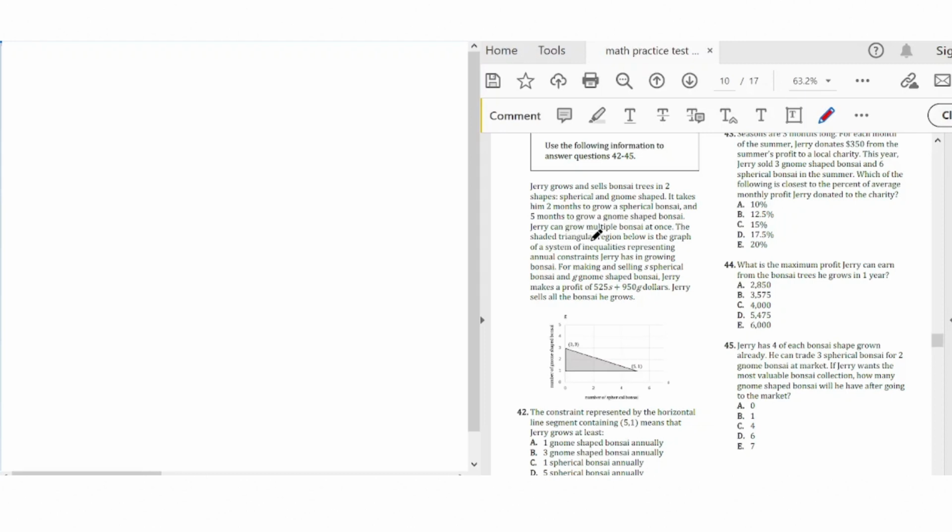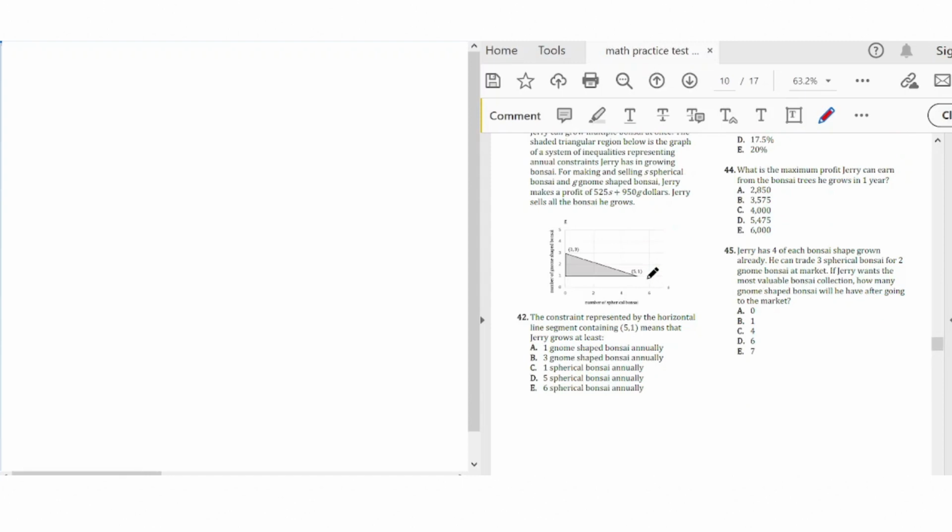The shaded triangular region below is the graph of a system of inequalities representing annual constraints Jerry has in growing bonsai. For making and selling S spherical bonsai and G gnome-shaped bonsai, Jerry makes a profit of this. Jerry sells all the bonsai he grows.